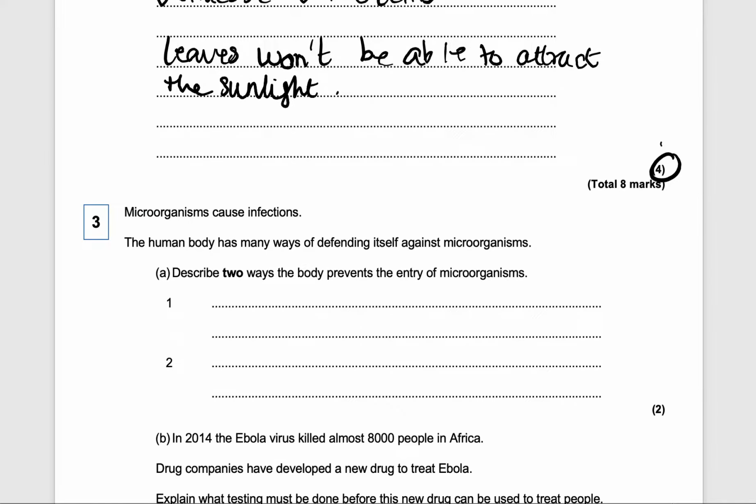Next question. Microorganisms cause infection. The human body has many ways of defending itself against microorganisms. Describe 2 ways the body prevents the entry of microorganisms. So this can include mucus in the nose. You could have also put the trachea and bronchi.